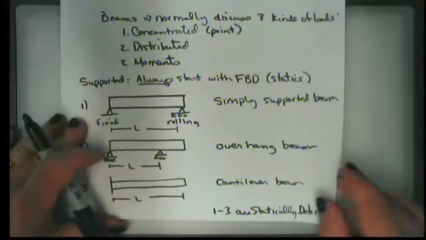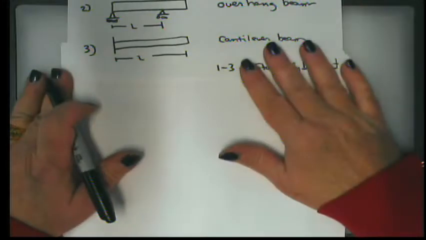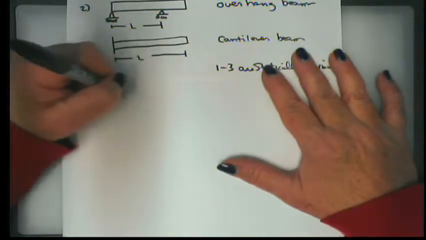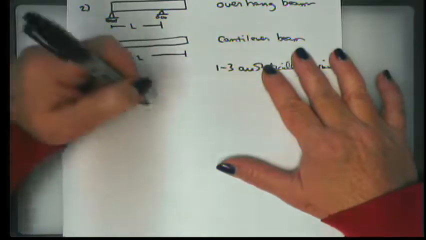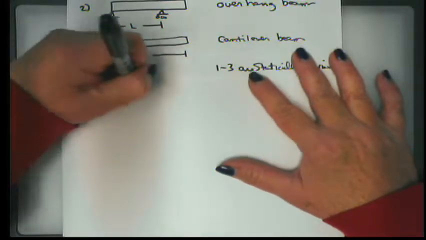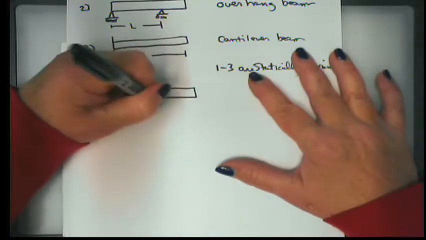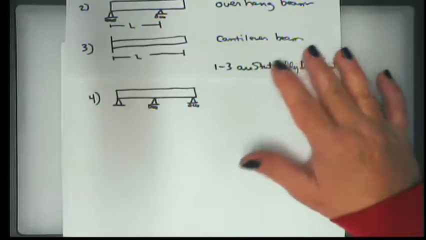Now, there are other types of beams that are statically indeterminate. And one is called a continuously supported beam, which we just represent by a series of supports. A fixed support at one end and more than one rolling support throughout the beam.